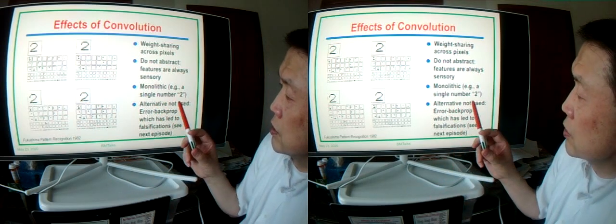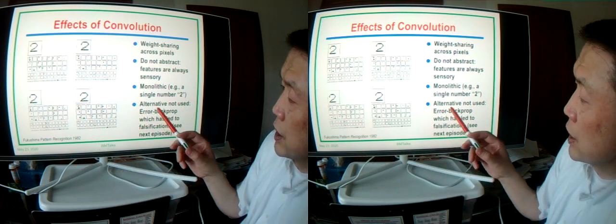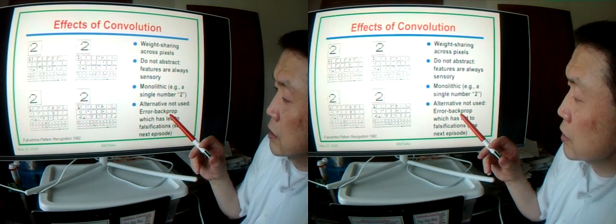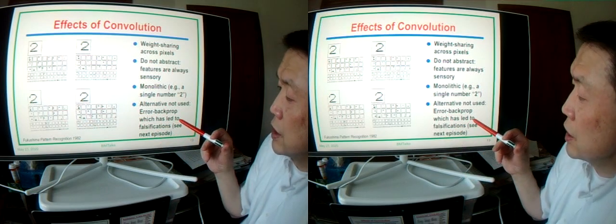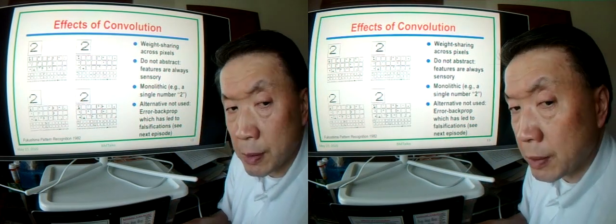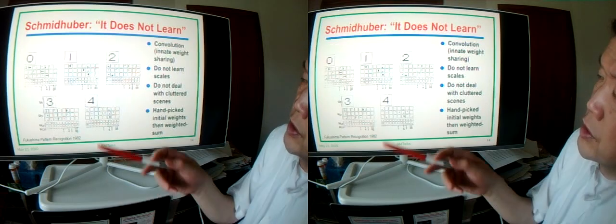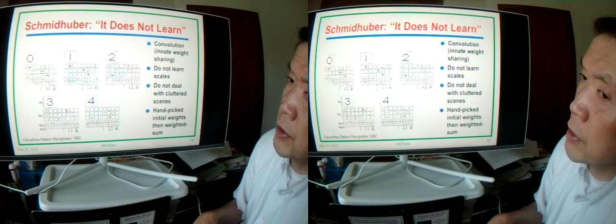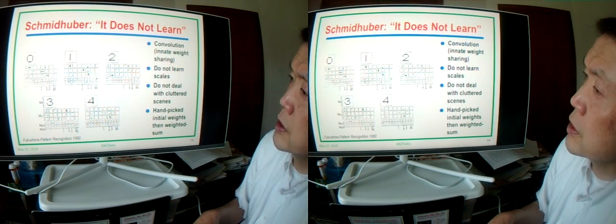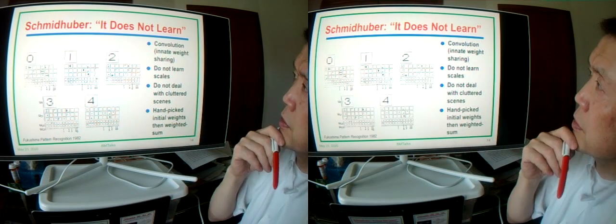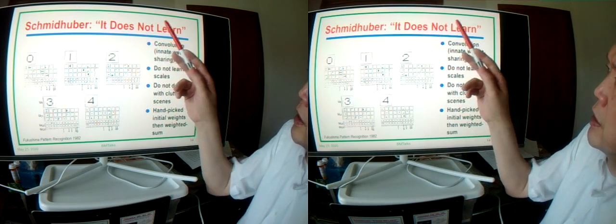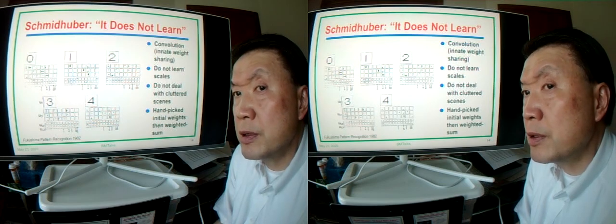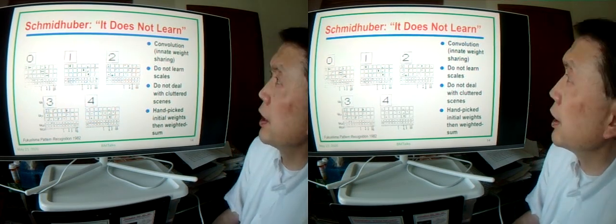An alternate method, not used by Fukushima, was called error backpropagation, and that has led to questionable falsifications, which I will present in the next episode. Jürgen Schmidhuber, when he wrote a review article about neural networks in the journal Neural Networks, looked into Fukushima's work. He commented that it does not learn. In fact, it does learn. It's more like memory-based rote learning, all right?